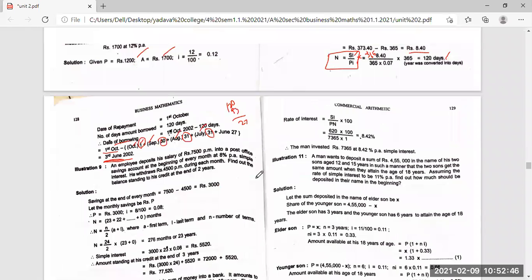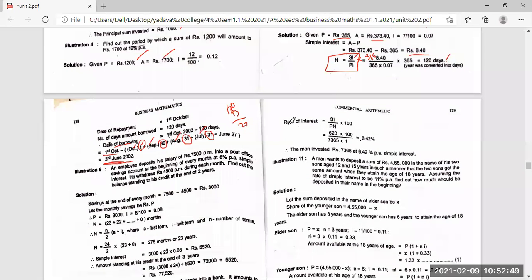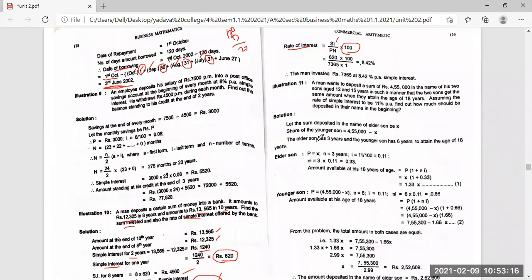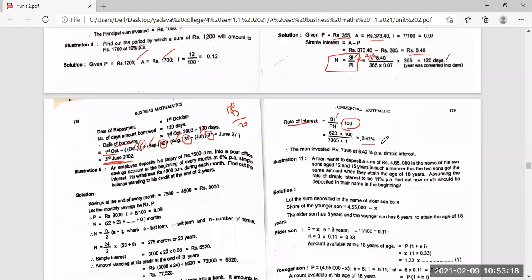Okay, then now we are going to find the rate of interest. So simple interest divided by principal into n into 100. I always said when you are finding the rate of interest, you have to multiply with 100. So simple interest you all know is 620. Principal amount is 7,365. Then n is 1 year, so into 1. So actual rate of interest is 8.42%. So please don't forget to multiply by 100.